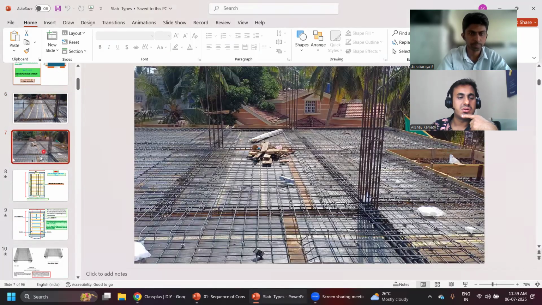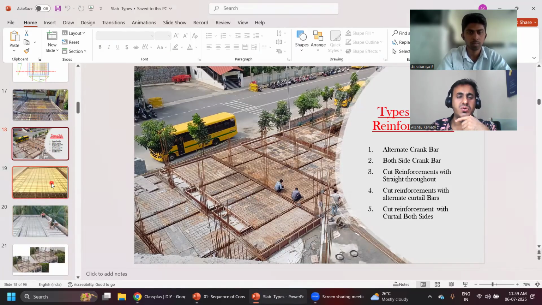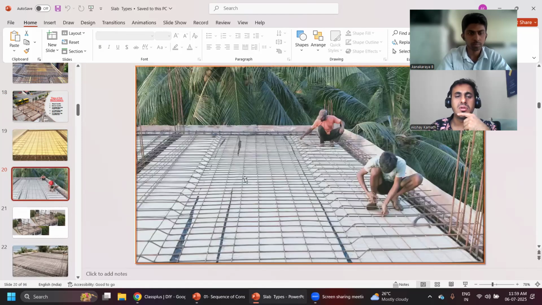What are the different types of slab bars you have? You watched this lecture, different types of slab? I think I didn't. It's not covered there, leave it. It's there in my new recording, in the old recording it's not there.